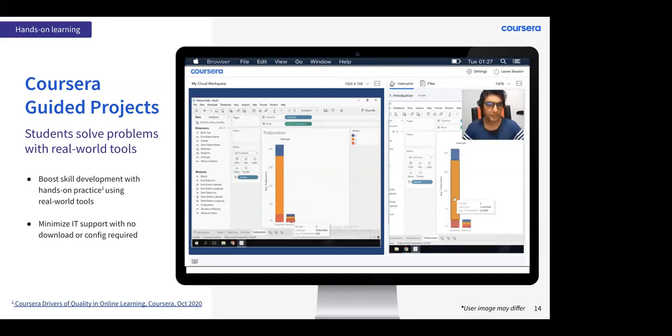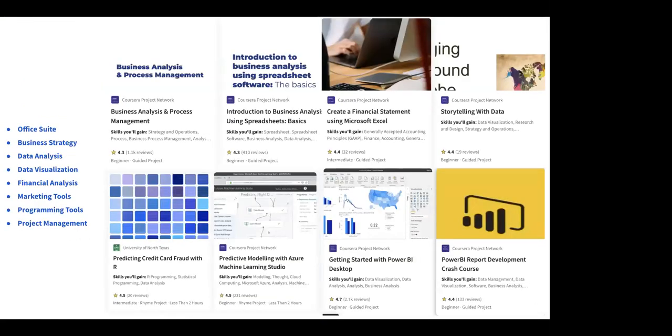Guided projects is something which we have already talked about. Your students can learn different skills using these guided projects. And this is an example where the instructor is teaching the students how to use Tableau and how to create different visualizations and different charts using Tableau. And we have guided projects in many domains.